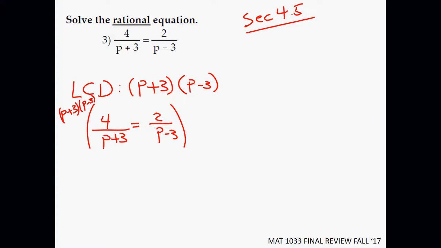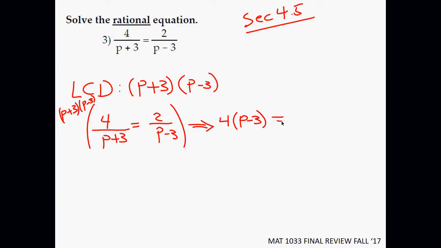If we apply the distributive rule here, with the first one, when we do the multiplication, the t plus 3 with the t plus 3 gets cancelled, and we only have 4 times t minus 3 for the left-hand side.